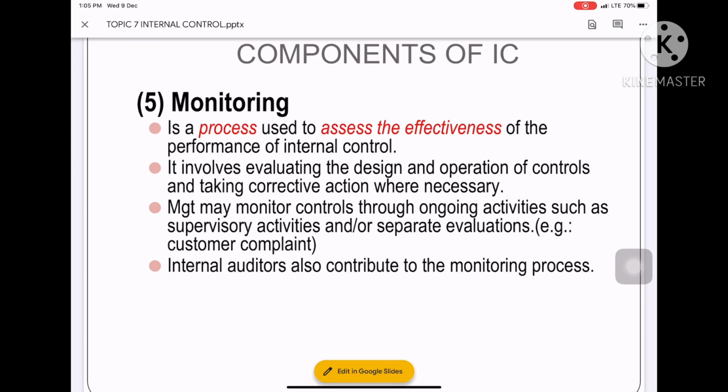So management may monitor controls through ongoing activities such as supervision, supervising all the activities, and separate evaluation. Separate evaluation is something like customer complaints, and nowadays everything is online; customers fill out an online form on whether they are satisfied with the services given by the company or not. The last one is that the internal control also contributes to the monitoring process. Of course, it contributes to the monitoring, meaning that they can see the loophole.